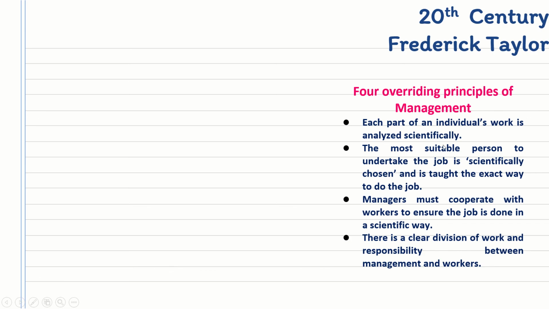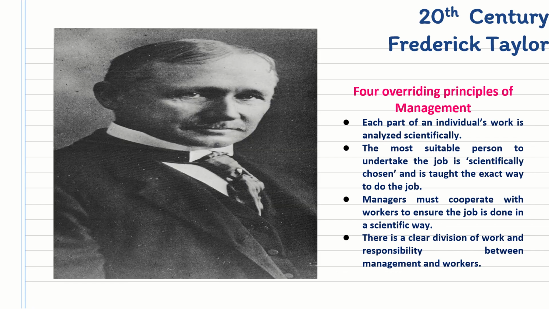Second, the most suitable person to undertake the job is scientifically chosen and is taught the exact way to do the job. Third, managers must cooperate with workers to ensure the job is done in a scientific way. And fourth, there is a clear division of work and responsibility between management and workers. So this is Frederick Taylor.